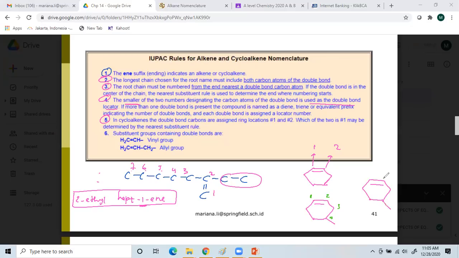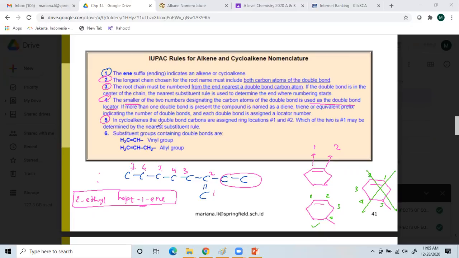What if I choose this as carbon number 1? 1, 2, 3, 4, 5. The substituent will be located at the 5th carbon, and that's larger compared to this, right? So this is wrong. We should give the number like this. So that means number 5.